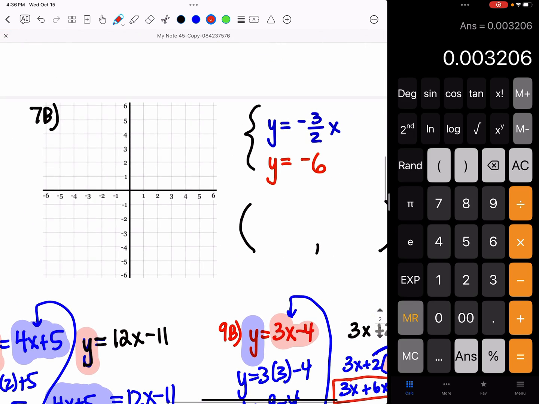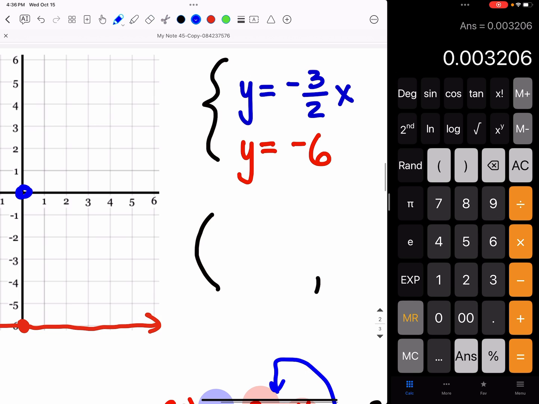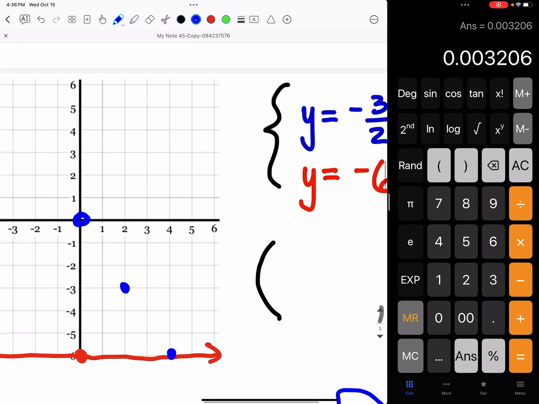All right, over here, let's see. Y equals negative 6. So he starts at negative 6 and he's at do nothing. So the red line is there. The blue line starts at 0 and goes down 3 every 2 days. Down 3 every 2.